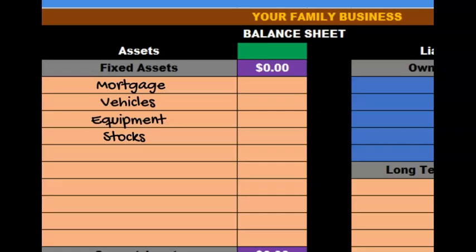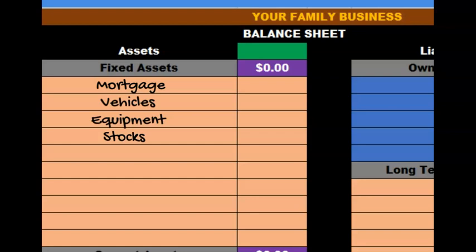So fixed assets will be long-term. Mortgages, if you have your primary mortgage, a secondary, or rental properties, those would be fixed assets. Vehicles, this could be all the vehicles in your family. If you have motorcycles, or I suppose you could even put a boat in this section. Those would be fixed assets.